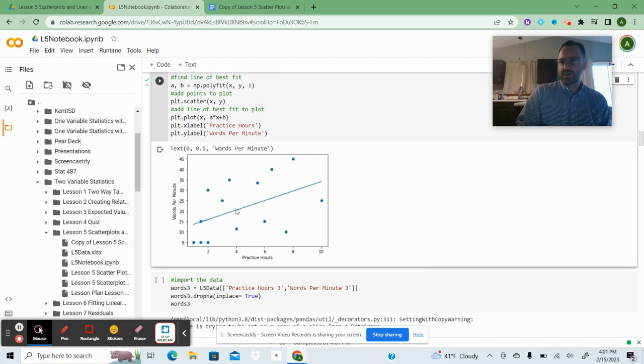We call this a correlation. It's not as close, so the correlation isn't as strong between practice hours and words per minute in this sample. But it's still positive because the line is going up.